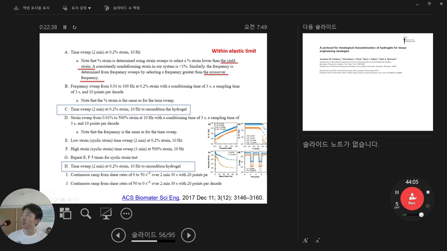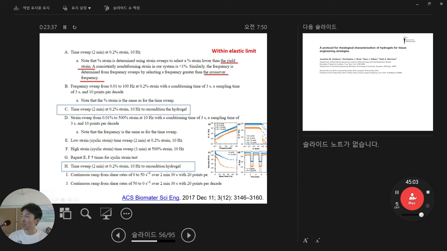So you do the frequency sweep and get this result, and then a time sweep to recondition the gel, because during the frequency sweep your gel may be deformed. Time sweep means you just wait, using this strain and hertz. It's a bit like sonication, you can imagine. And then you do a strain sweep for this B graph. And then you do a low strain time sweep and a high strain time sweep, maybe this D. Repeat 5 times for the second strain. And then also recondition the gel.